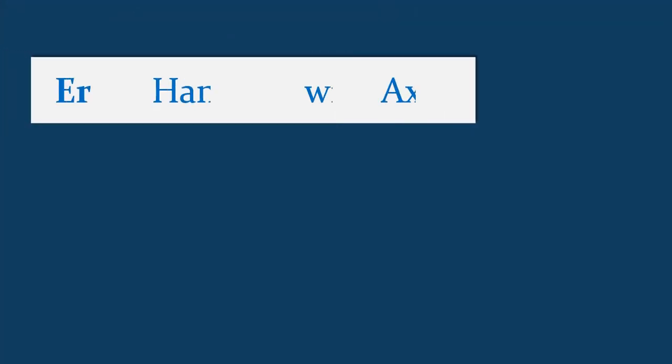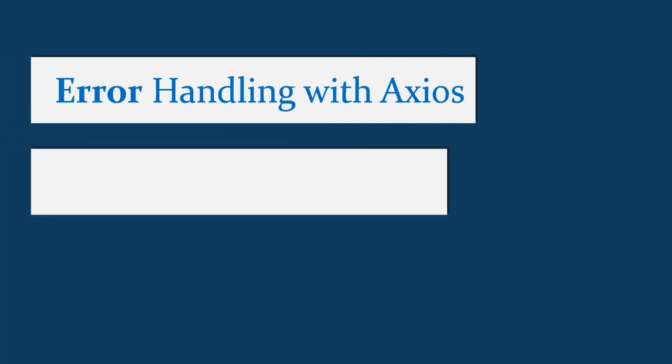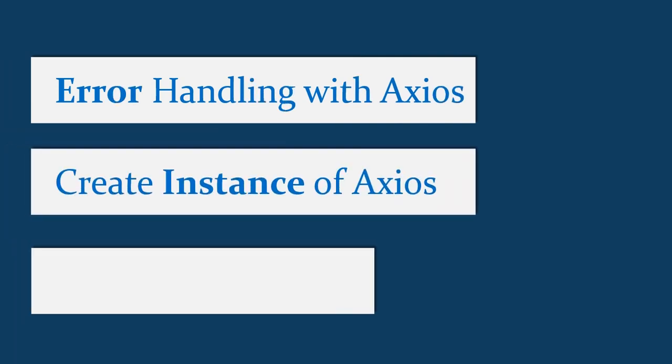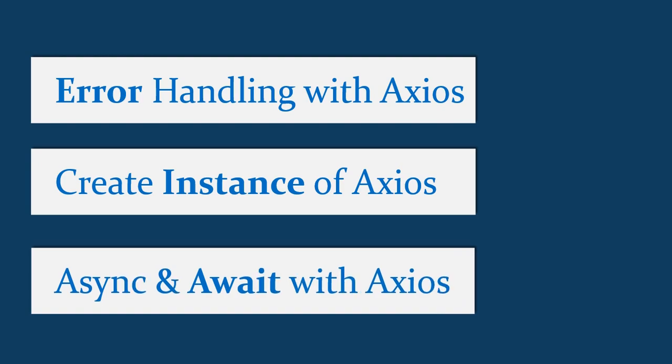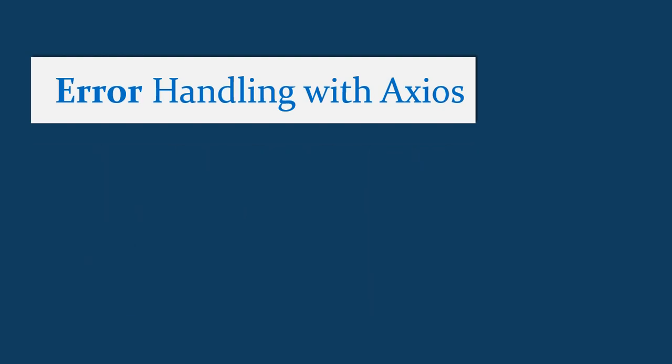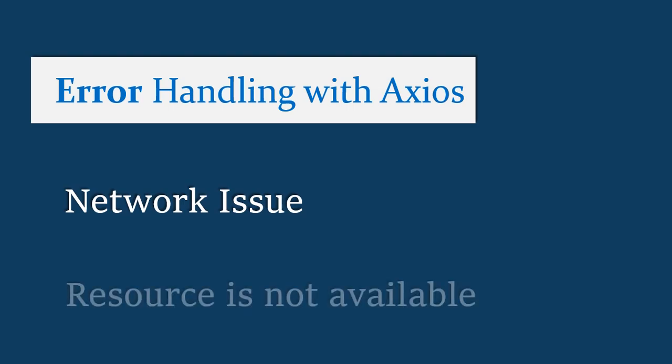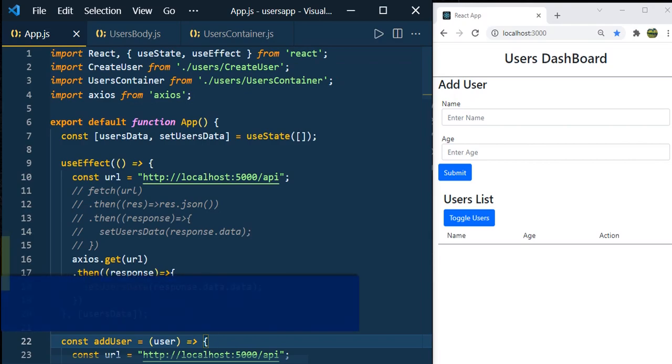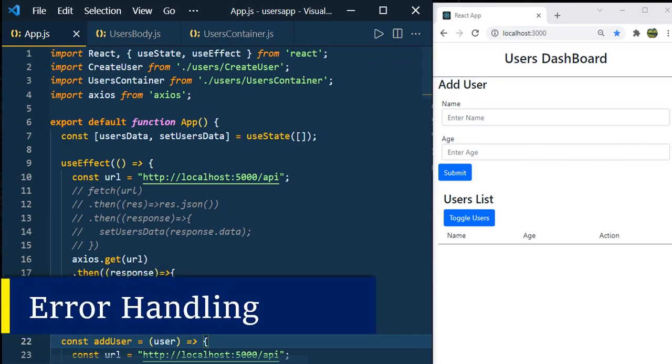In this session, we are going to see how to handle the errors with Axios, how to create an instance of Axios, how to use async and await with Axios. There could be a number of reasons why we get the error when we make a call to the API. There could be a network issue, or the resource that we are trying to access may not be available, and we get the errors due to some other reasons too. Now let us see how to handle the error with Axios.